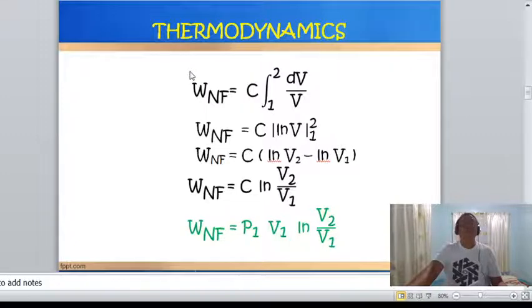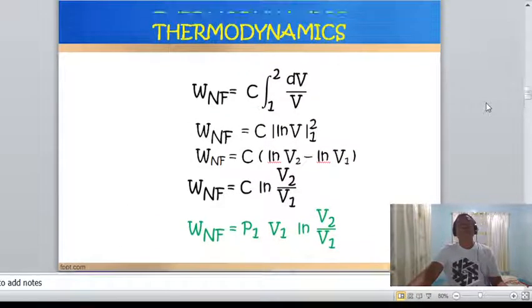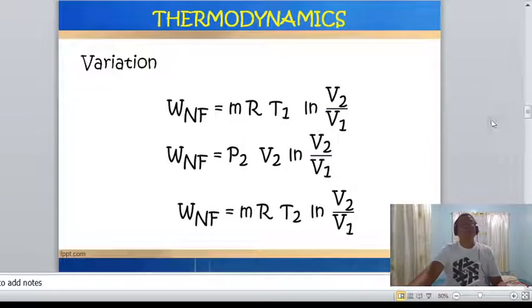Okay? So, but also, that W or work non-flow is equal to C ln of V2 over V1. So, applying the limit now. But C is equal to P1 V1, which is also equal to P2 V2. Or say, work non-flow is equal to P1 V1 ln of V2 over V1. But there is also a variation for this equation. Okay? So, here is now the variation.